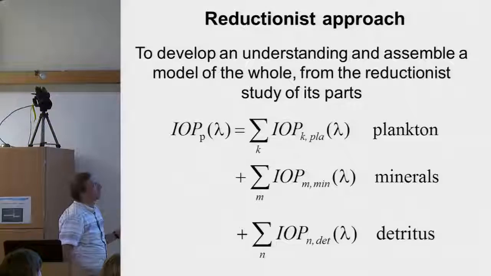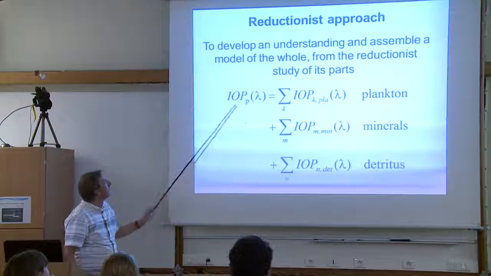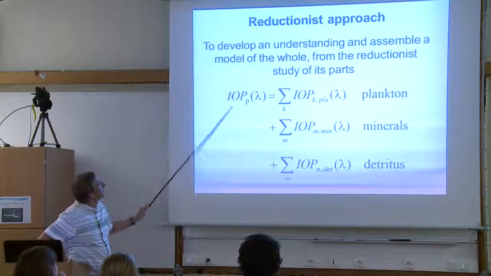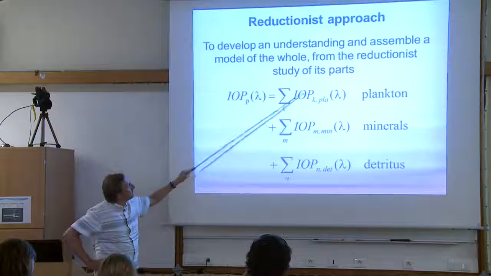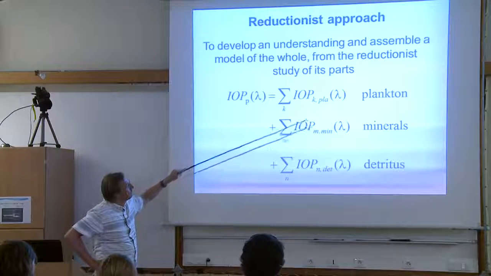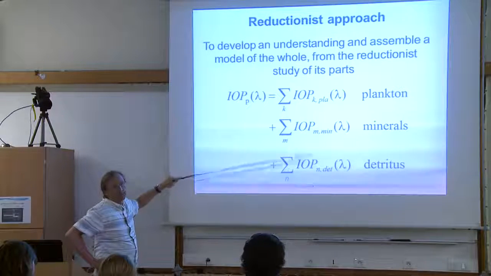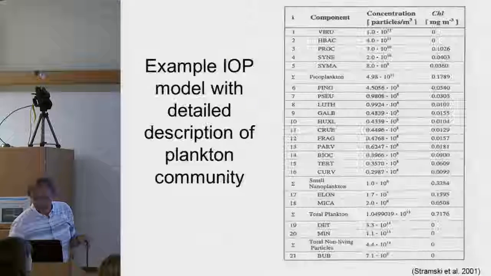So the idea is, and Zhongping touched upon this, that you could represent the bulk optical property of a particle assemblage as a sum of different groups of plankton, possibly minerals, maybe even detritus. Some of this is maybe a dream today, but it doesn't mean we shouldn't think about it.